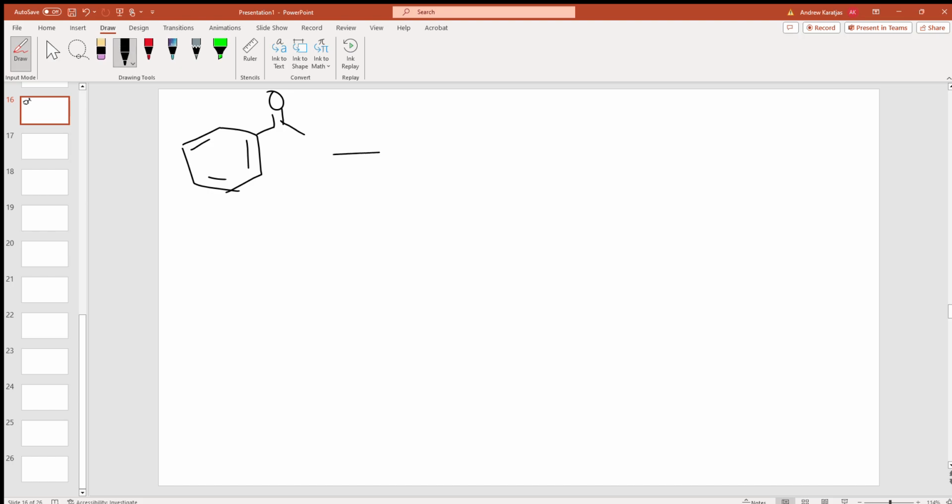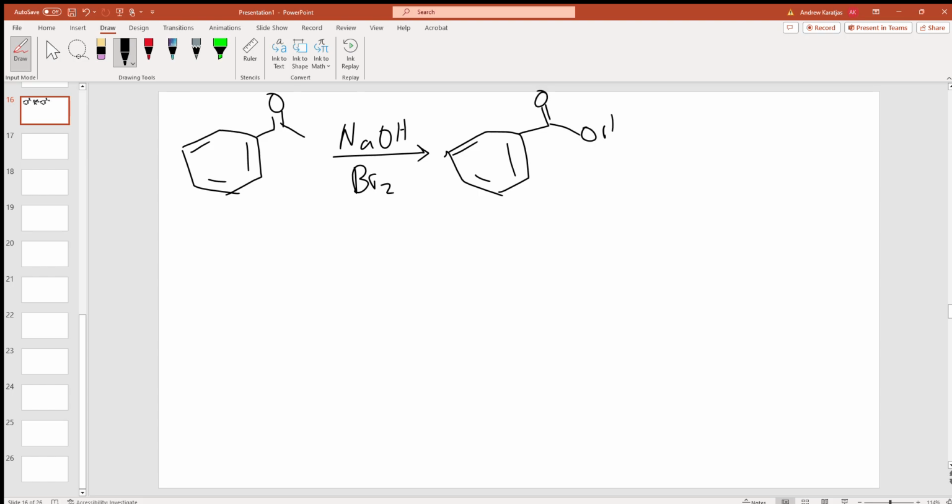and you typically use hydroxide, and it has to be hydroxide as the base here for reasons that we'll see later in the reaction. But you do that in the presence of bromine. And as a result, we get a carboxylic acid as the product.